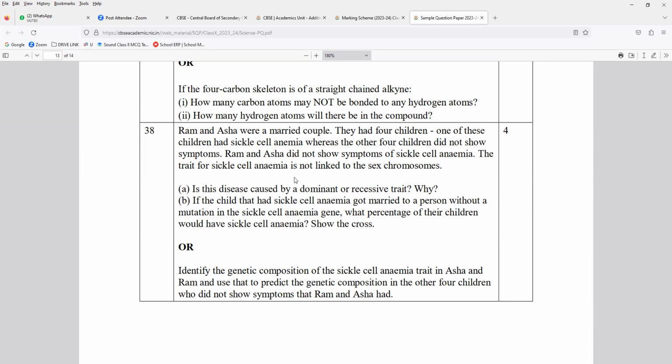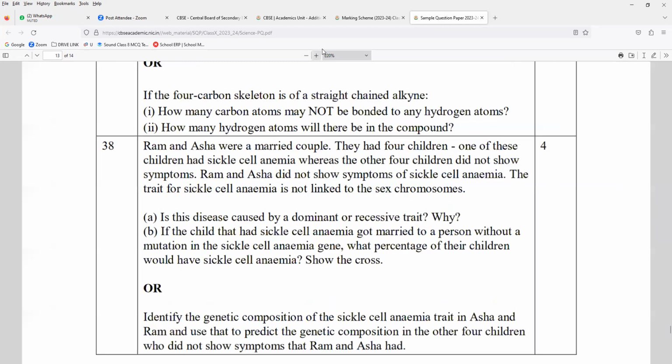So now what are you expecting? Anybody? Yes, please. Now, first thing, respond. How many children do they have? Anybody? How many children do they have? 4 children. Okay.